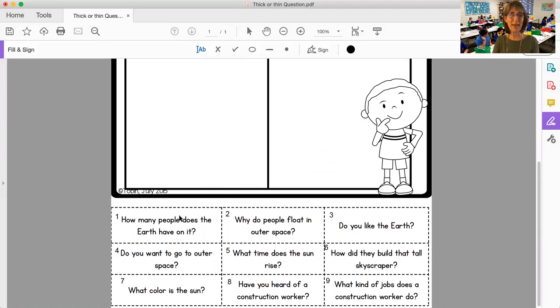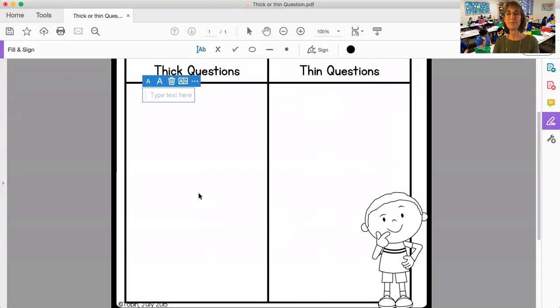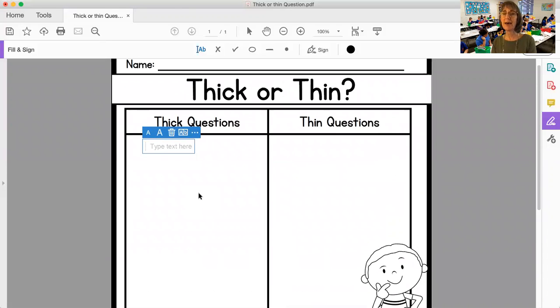Number 1. How many people does the earth have on it? Do you know that question without having to look it up or read about it? I don't either. So let's write that as a thick question, one that we would have to read about. Number 1 goes over here. Let's go down over here.